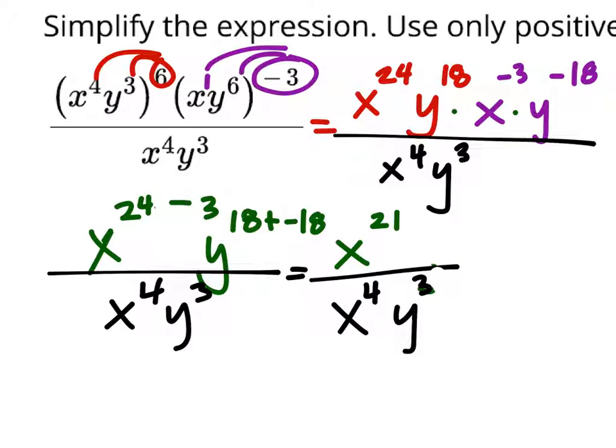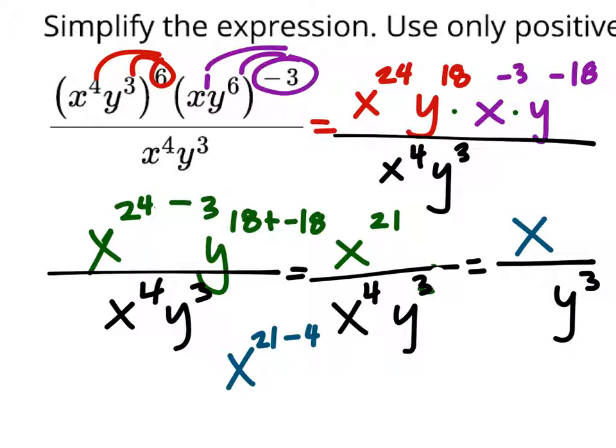Well, from here, in terms of y's, I know that y to the power of 3 is going to stay in the denominator. However, the x's, I'm going to take my 21 x's in the numerator and subtract the 4 from the denominator. And that gives me x to the power of 17. So this would be our final answer for this one.